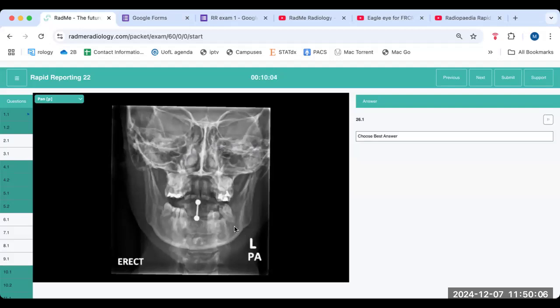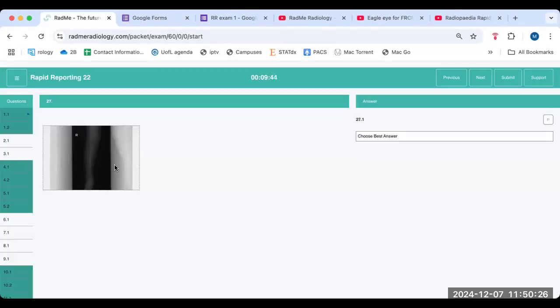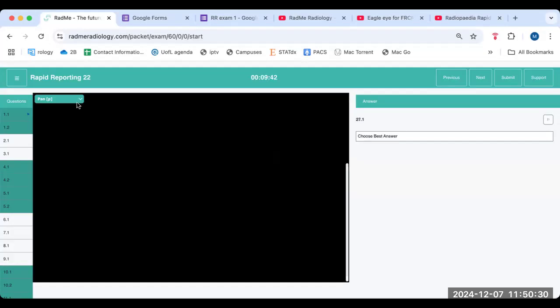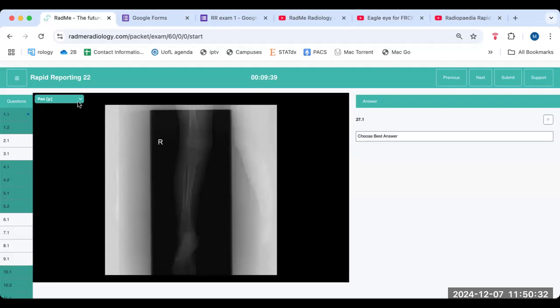Here, you cannot see clearly the orbital floor, so don't overcall it. You cannot see clearly the zygoma, so don't overcall it. You can see the mandible. The mandible here is clear. You cannot see the teeth very clearly, so do not overcall. Okay? This one definitely will need zooming.